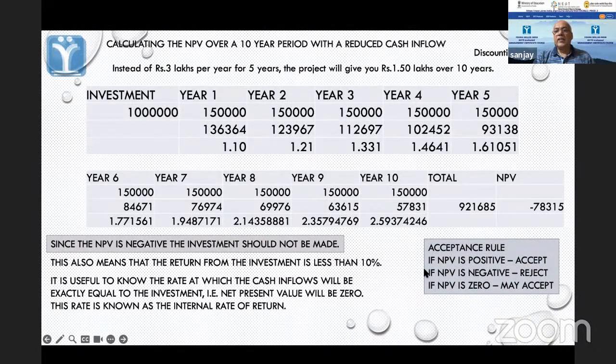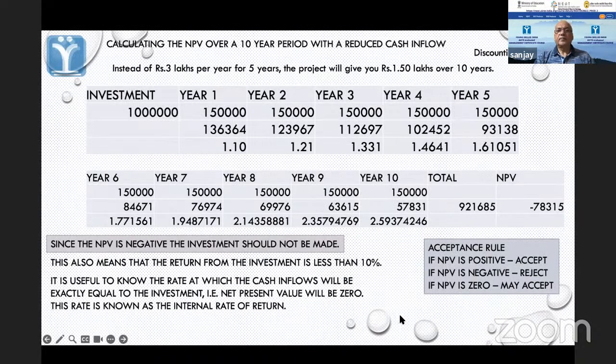The acceptance rule is very simple. If NPV is positive, you accept. If NPV is negative, you reject. If NPV is 0, it's up to you. Up to you simply means that your decision will now rest on non-financial factors, as in terms of finance, you are at least not making a loss. If there are some other good reasons to take this project, let's say it's greener, it's better for the environment compared to other projects, then possibly you can decide to do this project.